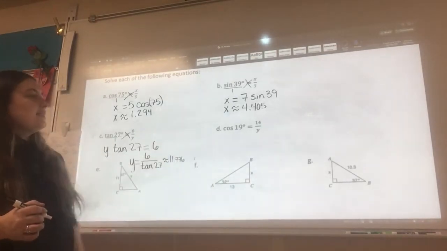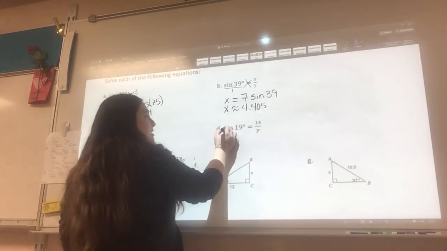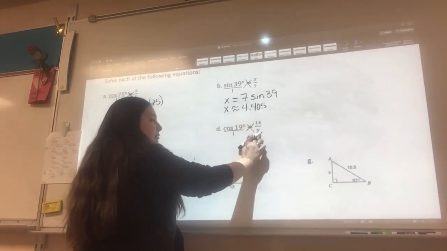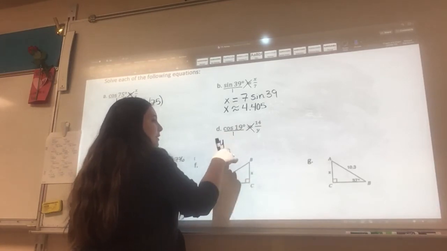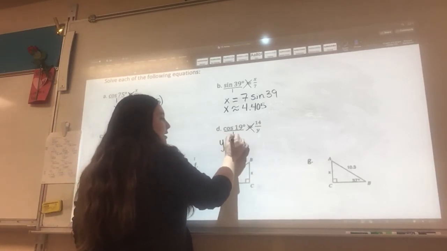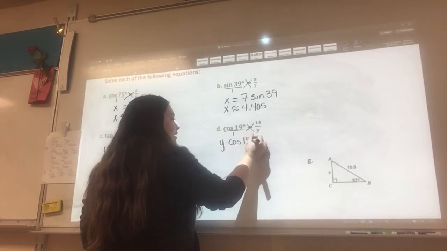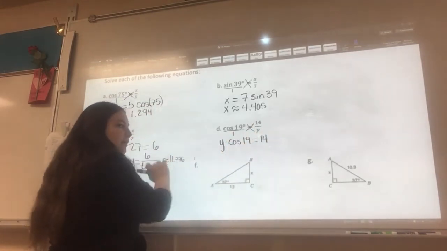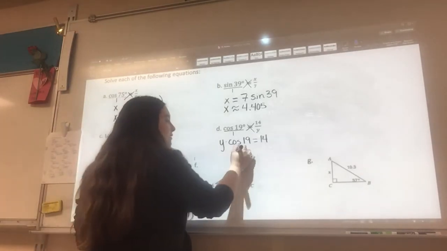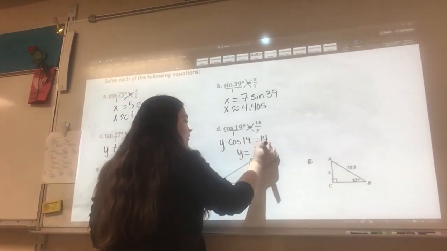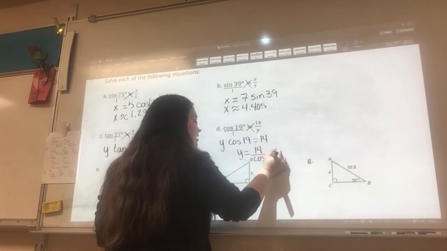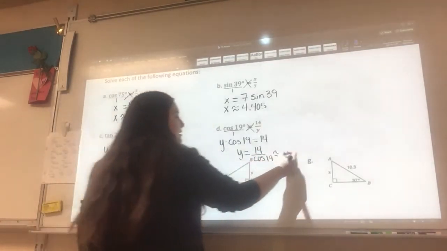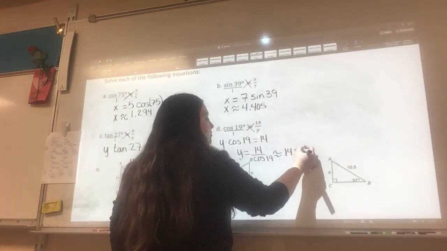Okay, well, D is the same process. We see that it is still over 1. We cross multiply. I like my variables on this side of my equation. So y times the cosine of 19 is equal to 1 times 14. And I need to get y by itself, so we're going to divide by cosine of 19. We get y equal to 14 over cosine of 19. We're going to plug that into our calculator, and we're going to see that this becomes 14.807.